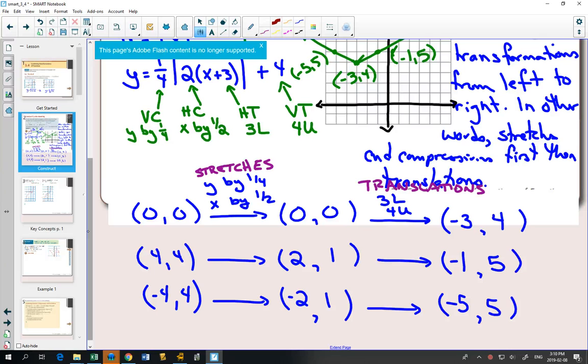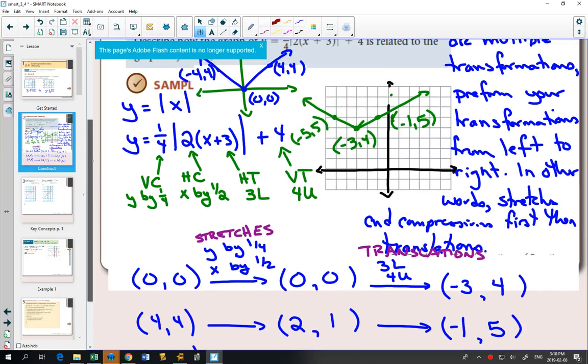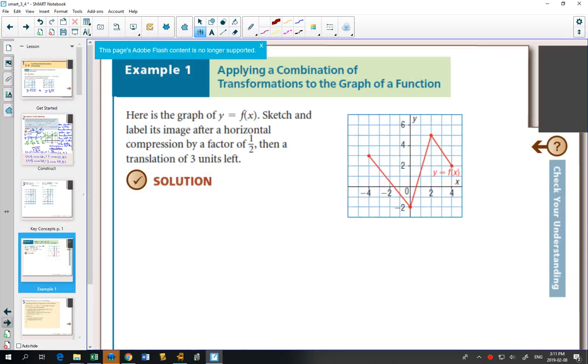Again, as a check, you could think about what would happen to this blue square root graph if I squished it down, then squished it horizontally, then moved it 3 to the left and 4 up. Does my final graph seem reasonable? Yes, it does. So let's go to example 1.